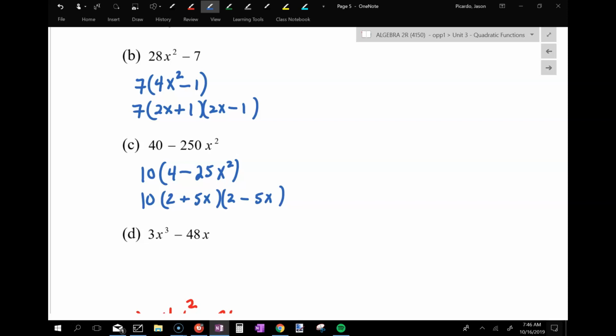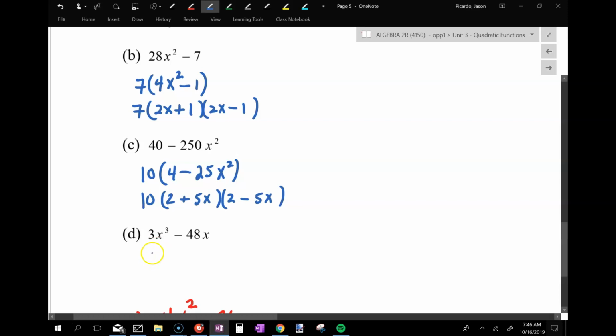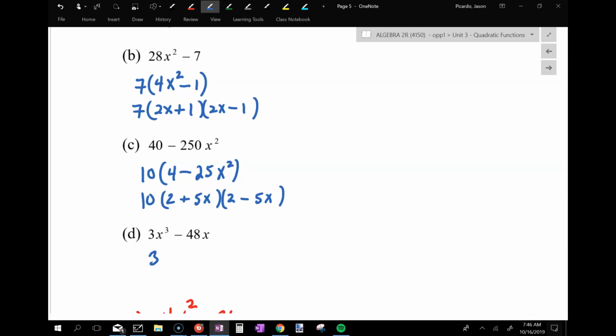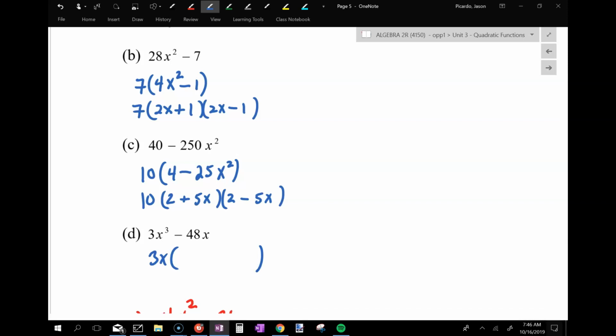Does 3 go into 48? How many times? 16, yeah, so 3 is good. And then this is the first time that we have what? An x, right? Yeah, an x. Why not an x cubed? Because x cubed is bigger than the x, right? So I have 3x. This is a good question now. 3x goes into 3x cubed. Well, what happens to the 3's? Cancel. And x cubed divided by x leaves x squared.